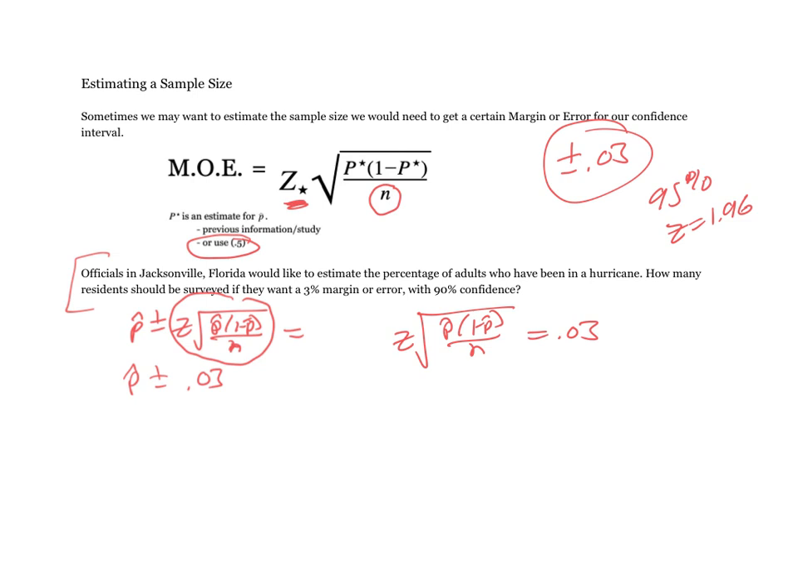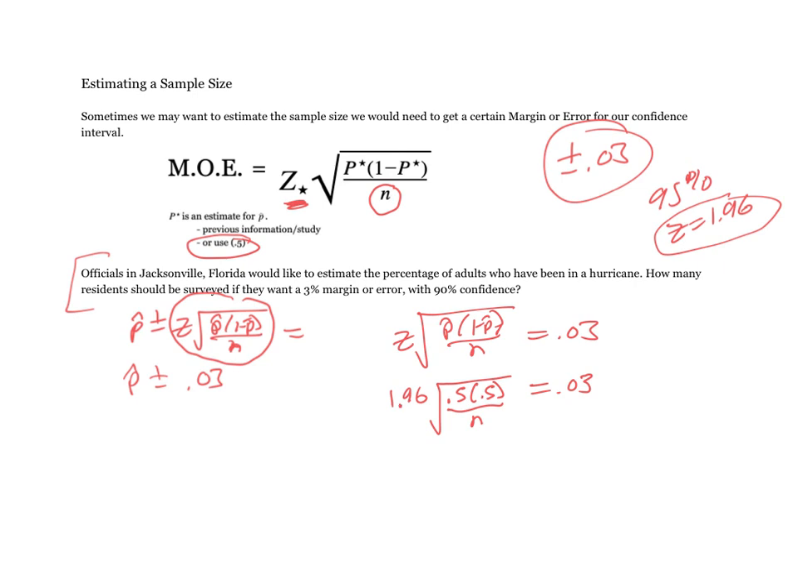So what they would do then is take this equation and set it equal to 3%. I want that margin of error to be 3%. Now, I already know what z-score they're going to use because they're going to use 1.96. And since I don't know what percent of the people have been in a hurricane, what we do is we assume there's a 50-50 chance to start with. This gives us the best chance to get the right sample size.